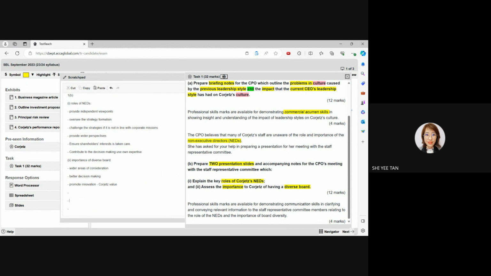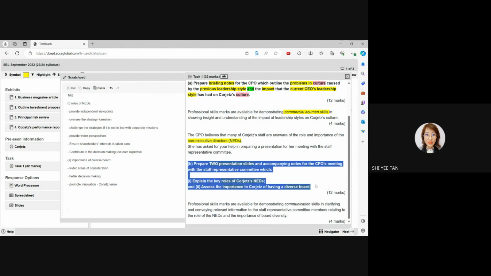Okay. Now, when you have 2 slides and you have 1 and 2, most likely number 1 is one side and number 2 is the second side. We have seen this format quite some time already. When they ask you to prepare 2 presentation slides, they will usually give you 1 and 2.